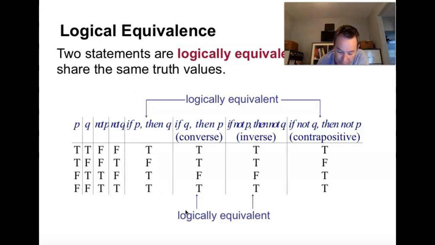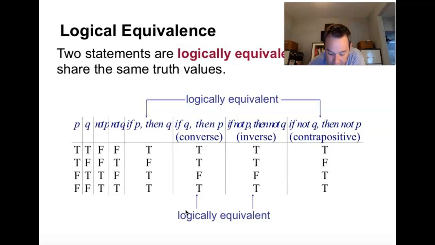All right, what happens when we look at the variations? If Q, then P. Now Q is the hypothesis and P is the conclusion. Again, we only get a false outcome overall when the hypothesis is true but the conclusion is false, and that only happens here, because now Q is the hypothesis, so true, and P is the conclusion, so false. Any other time, you get a true outcome.